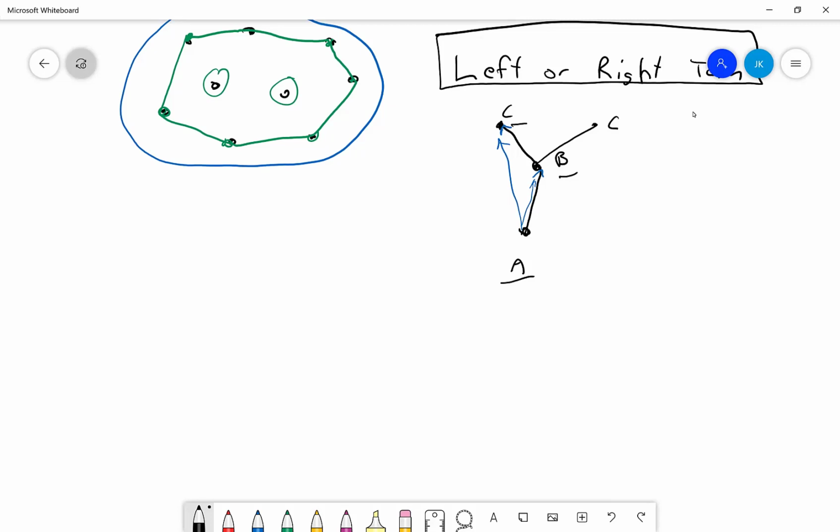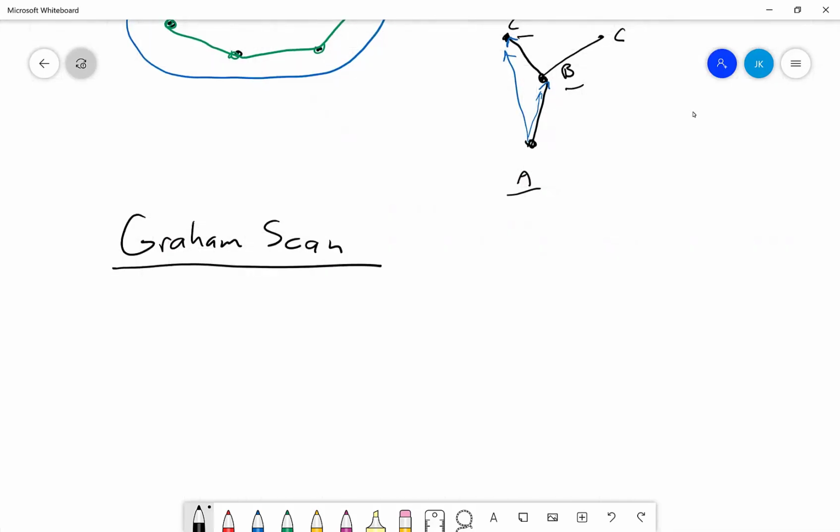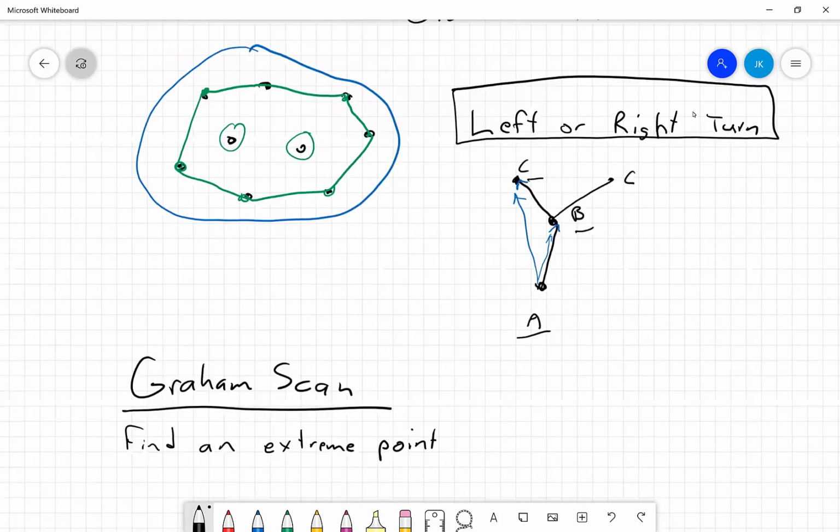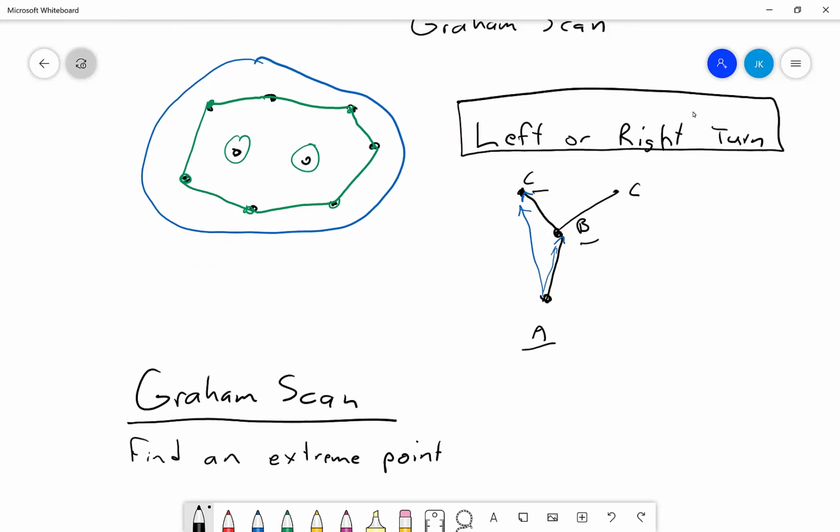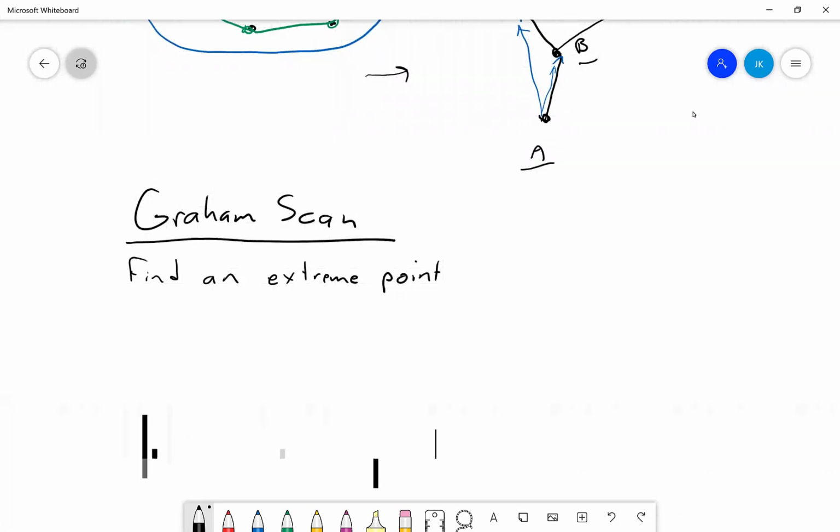Okay, so for the Graham scan algorithm, the first thing that you want to do is find an extreme point. If you look at the convex hull, you can picture it in your head. If I pick any direction and take the extreme point in that direction, that point is going to lie on the convex hull. The one that you typically use is the point with the minimum y value.